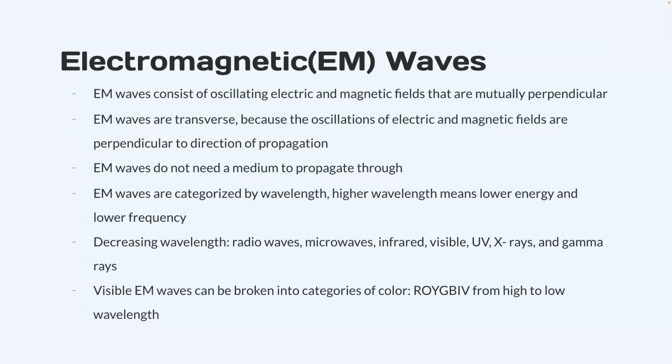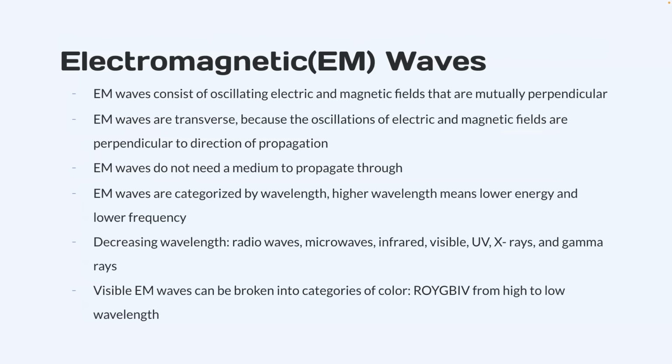The higher the wavelength, the lower the energy and the lower the frequency. And here are some examples of common EM waves you should know. They're all in order of decreasing wavelength, so highest to lowest wavelength, or lowest to highest energy level: radio waves, microwaves, infrared, visible, UV, X-rays, and gamma rays.